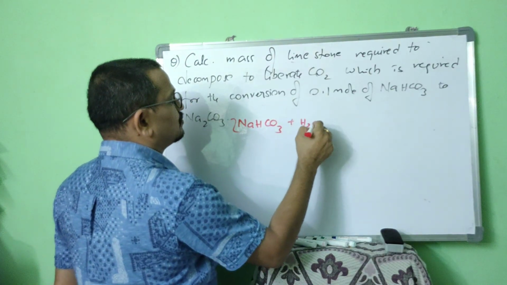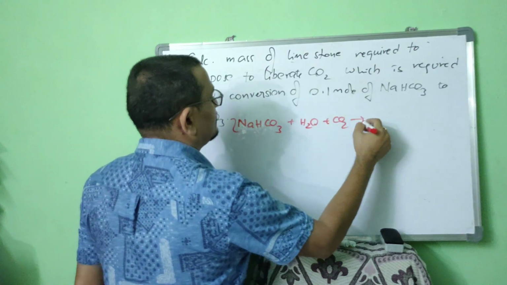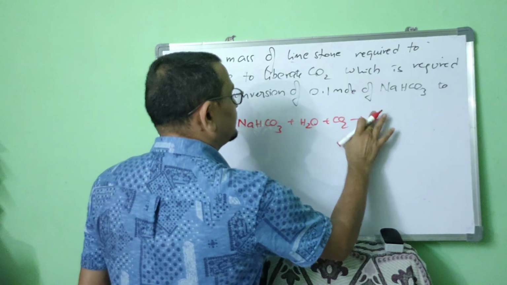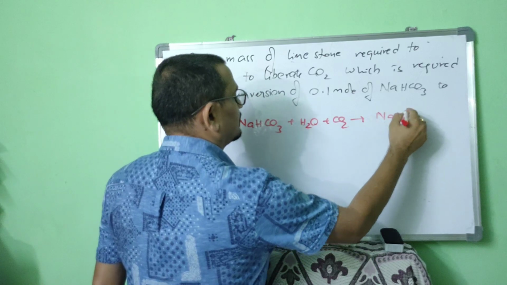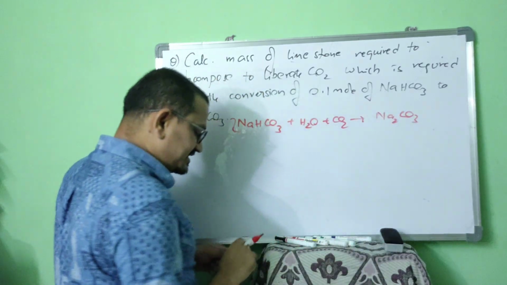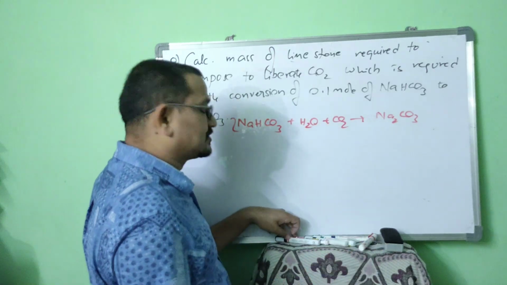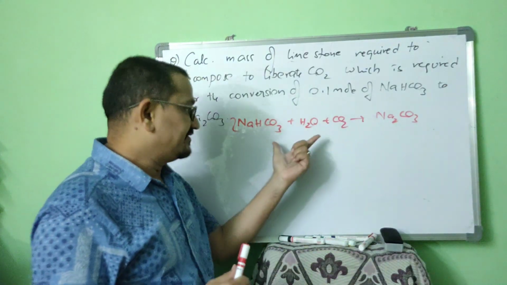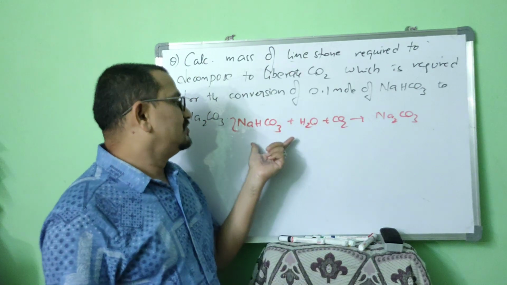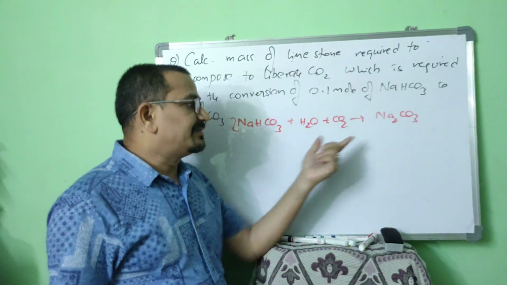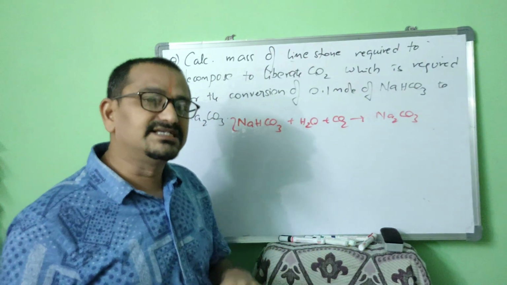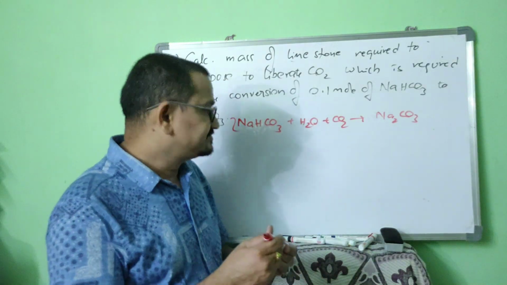NaHCO3 plus H2O plus CO2 gives rise to Na2CO3. So this you are going to study in the preparation of sodium carbonate by Solvay's process. In first year, in 11th class only, you are going to study this equation. Okay, don't worry.